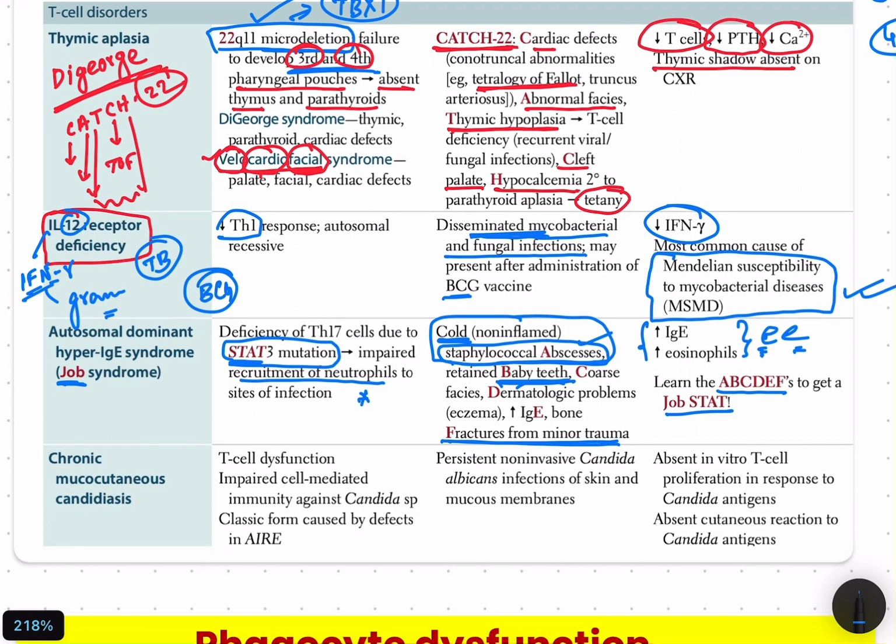Now another is chronic mucocutaneous candidiasis, that is also important. Here what you have to remember is that there is T cell dysfunction. Though the candida antigens are present, there is absent T cell proliferation in response to those candidal antigens. Because of that there will be persistence of non-invasive Candida albicans infections in the skin and mucous membrane. The classic form of this disease is because of defects in AIRE, the autoimmune regulator. That is what you have to remember. So this is particular to candida.